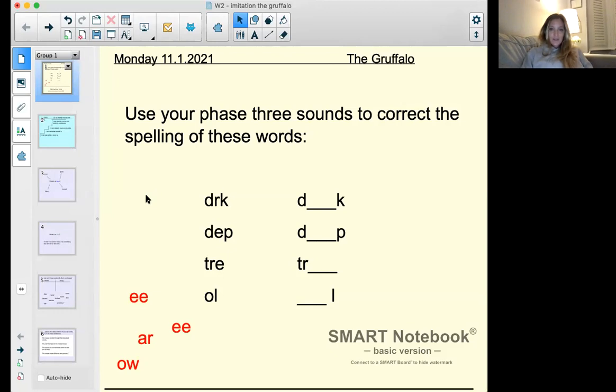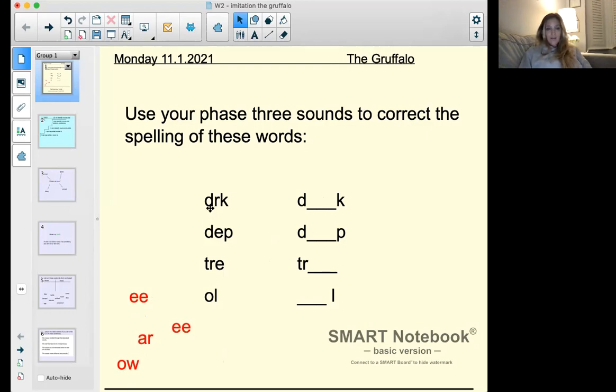You have to use your phase 3 sounds. You can see they're all down here. We've got 4 different choices for you of phase 3 digraphs: ee, ar, and ow. And it's your job to fix the spelling of these words over here by adding the correct digraphs in. So if you can do that on a piece of paper, please pause the video and you can do that now and we'll take it up when you come back.